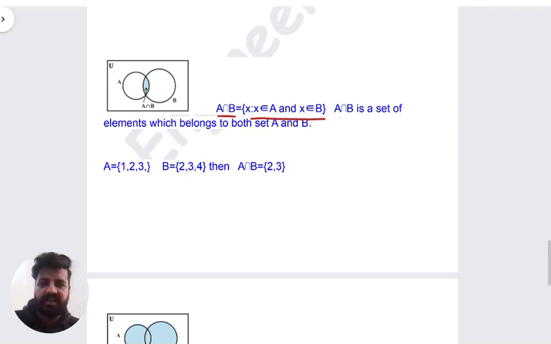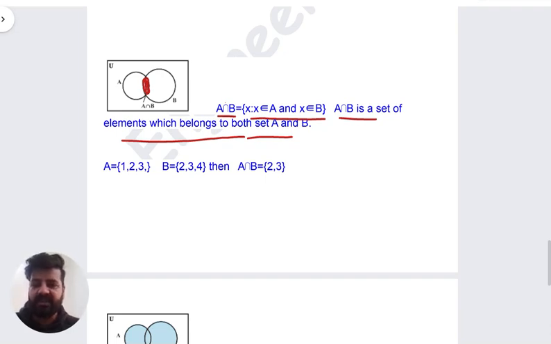A intersection B is a set of elements which belongs to both A and B. So the elements lying in this area will be the A intersection B. This is set A intersection B. Once again, A intersection B is the set of all x such that x belongs to A and x belongs to B. The elements which belong to both A and B, that will be the A intersection B.